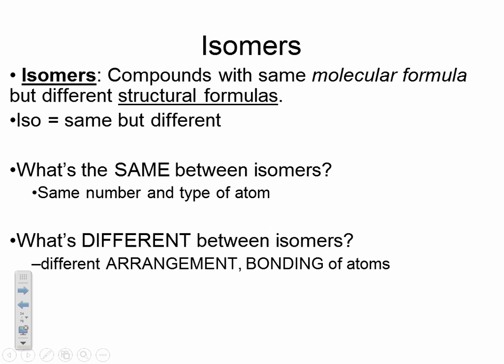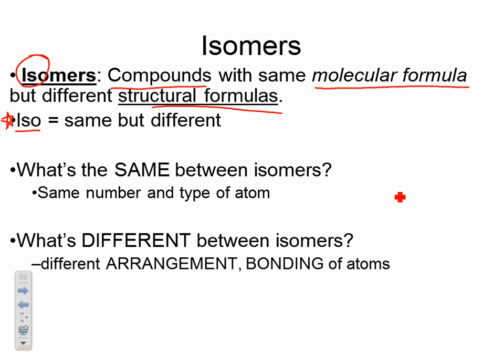Isomers are based on a prefix that we have seen before, iso. Where we saw this with isotope, iso means in chemistry same but different. It means that there's something the same between these two compounds, but there's also something big that's different between them. So an isomer in organic chemistry is a compound. They're compounds, so you need 2 of them. They have the same molecular formula, but different structural formulas.